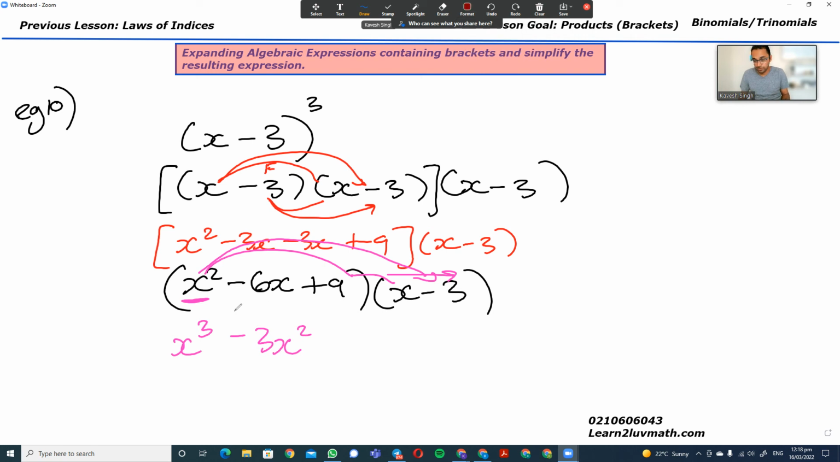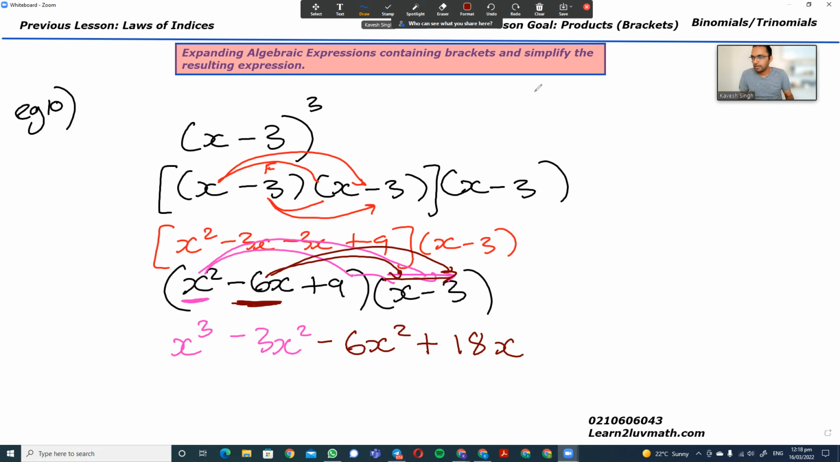Now let's go to the second term, negative 6x, multiplied across. Negative 6x is going to multiply by x to get you negative 6x squared. And you can see those two are like terms. Then take negative 6x multiplied by negative 3 gets you positive 18x. Don't forget, negative times a negative is a positive.